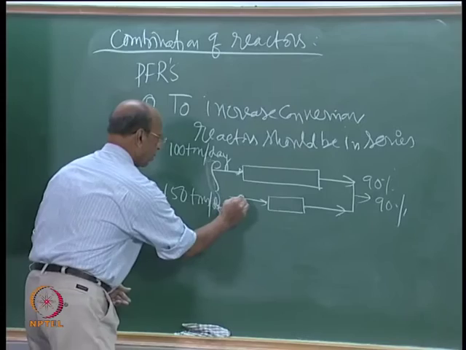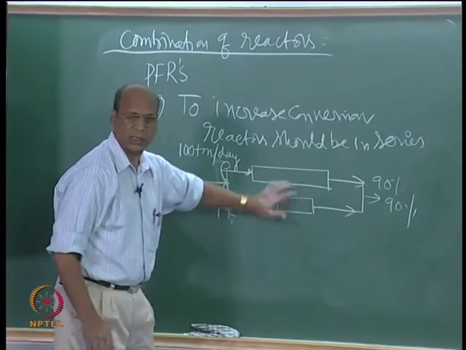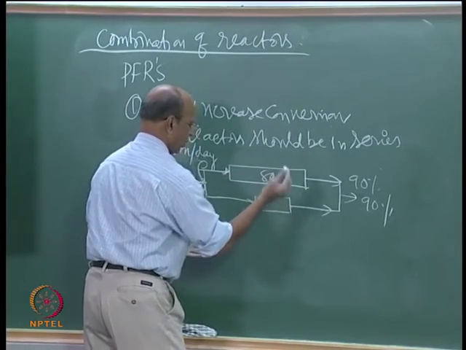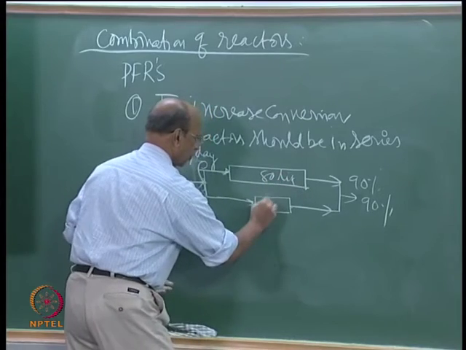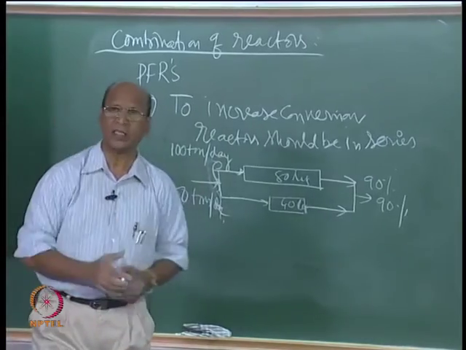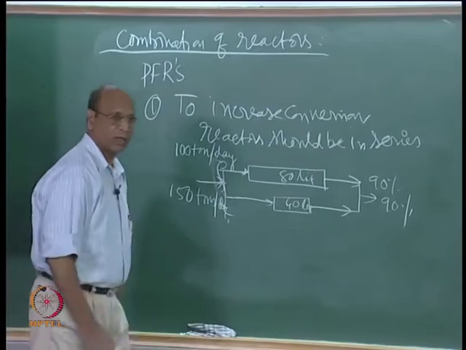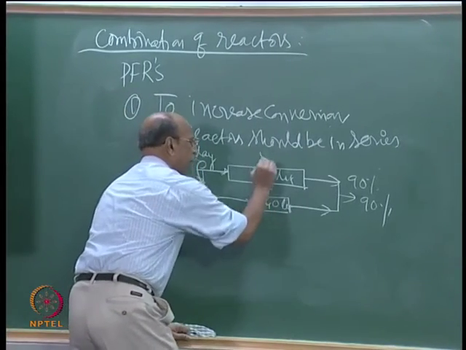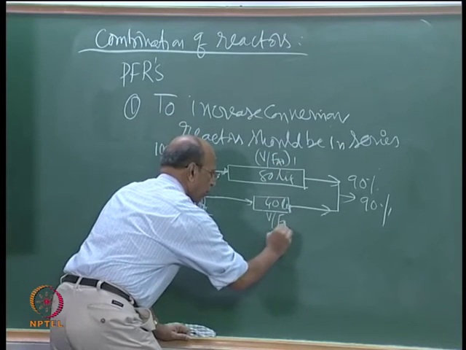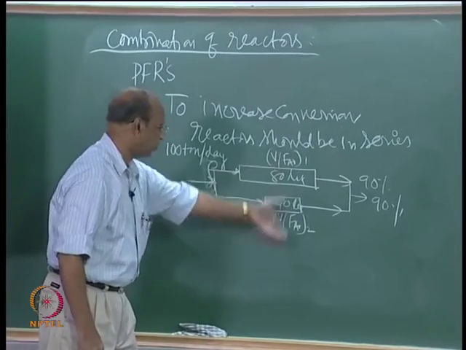So this is one. Now Levenspiel says that you divide the volumes. I think he gives an example where this is 80 liters maybe, and this is 40 liters. How do you now split your flow rates, because you have only one stream coming here? You remember that V by F naught, this is V by F naught 1, this is V by F naught 2. So we have to maintain these two V by F naught the same.